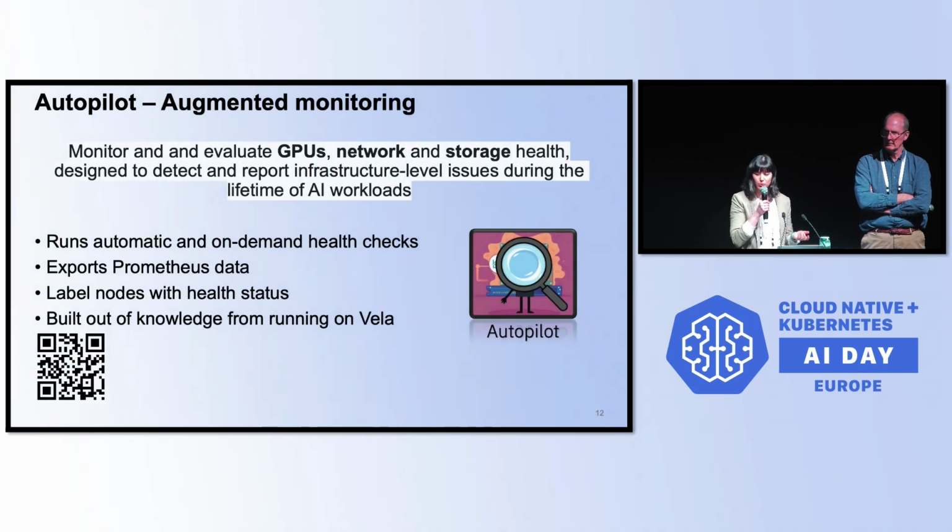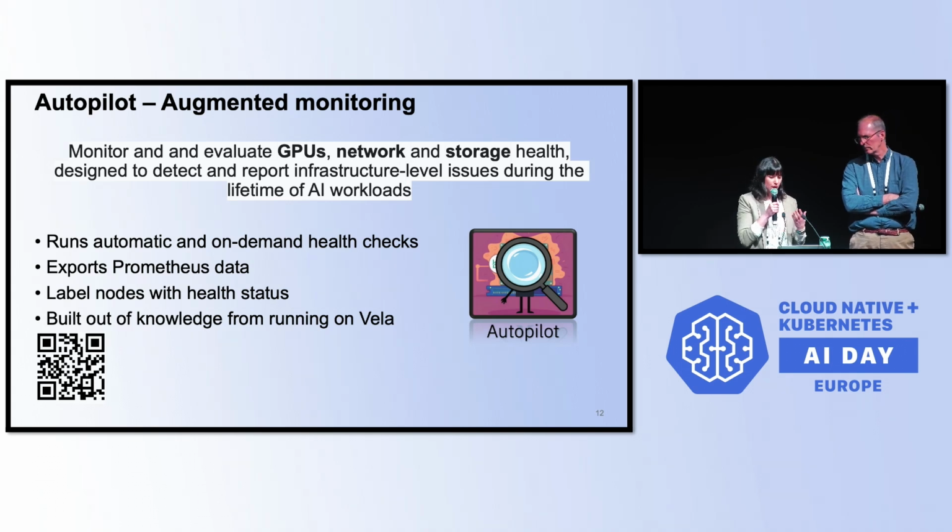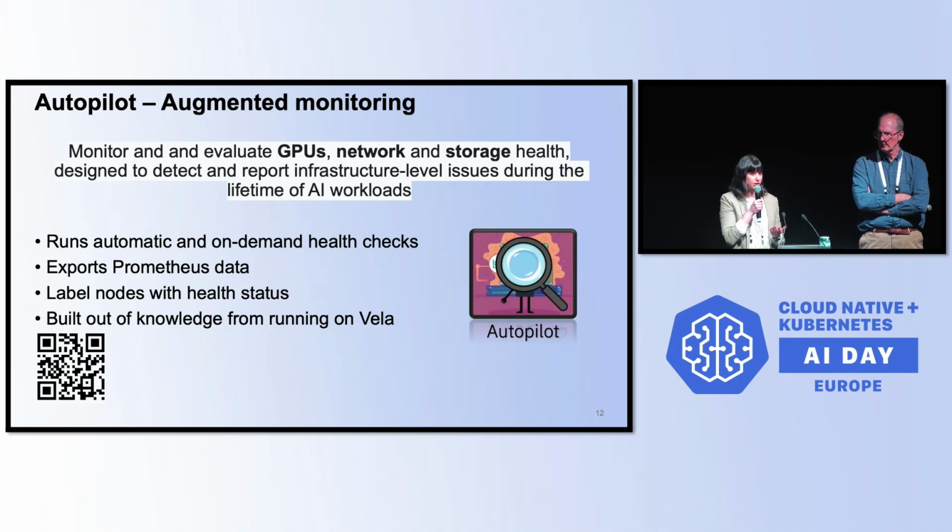So just to wrap up, we built this tool, Autopilot, which runs health checks. These health checks, GPU, network, and storage, are periodic. They run all the time on the cluster and continuously check what is going on. The metrics are exported through Prometheus, and then we label the nodes so that other tools like the scheduler and queuing system can take action based on the current health of the node.